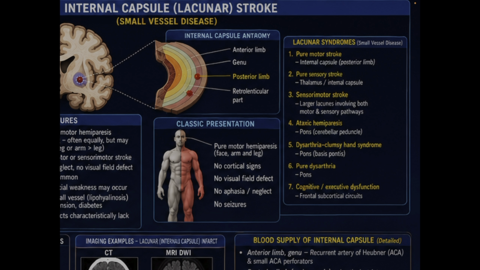Pure motor stroke is due to the internal capsule, posterior limb. Pure sensory stroke is due to the thalamus or internal capsule. Sensory motor stroke means a larger lacune involving both motor and sensory pathways. Ataxic hemiparesis occurs due to small vessel disease in the pons or cerebellar peduncle. Dysarthria clumsy hand syndrome is in the basis pontis. Pure dysarthria is in the pons. Cognitive or executive dysfunction occurs because of small vessel disease in the frontal subcortical circuits.